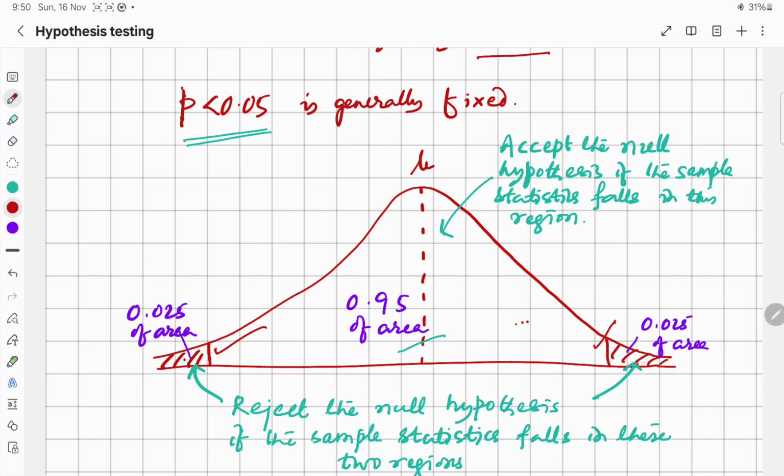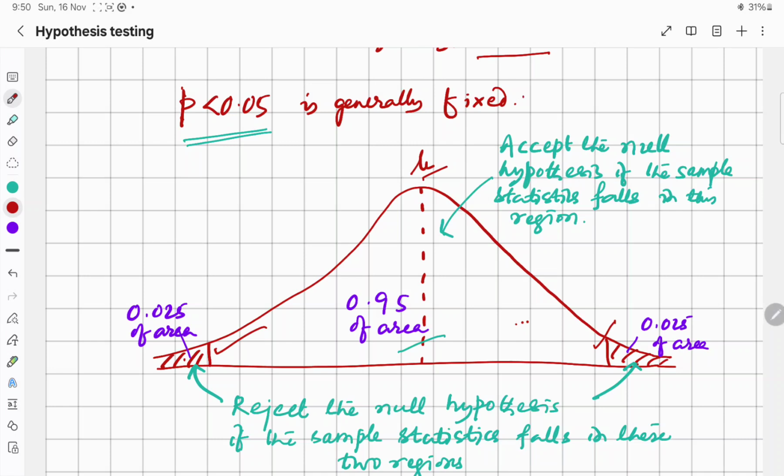And if the sample statistic is falling in 0.025 of area of the two tails, so total 2 into 0.025, that is 0.05, then we reject the null hypothesis. Otherwise, we accept the null hypothesis. So this is the mean. Generally the level of significance is fixed at alpha 0.05.